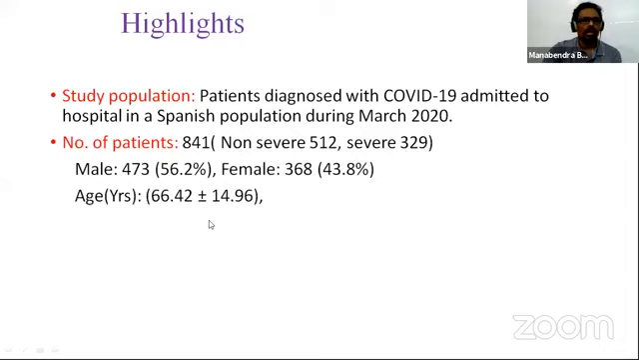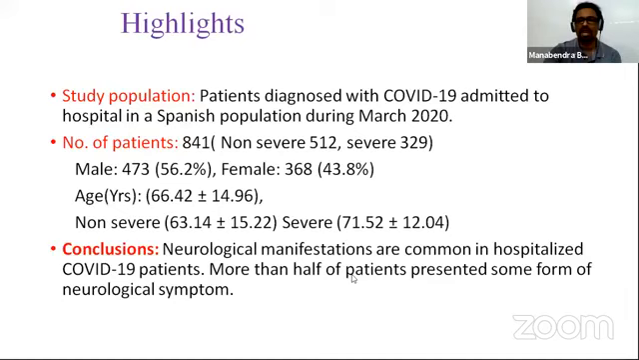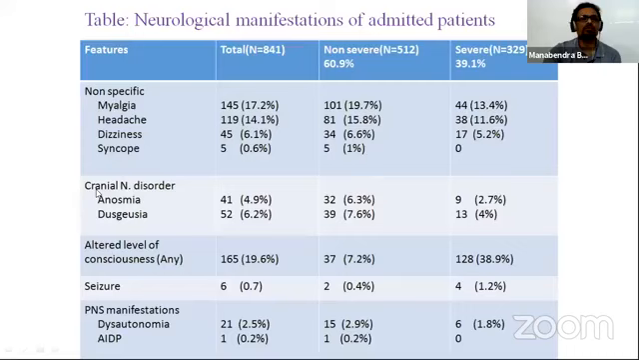And if you look at the age distribution, the severe patients were older than the non-severe ones. They concluded that neurological manifestations are common in hospitalized patients. More than half of the patients presented with some form of neurological features. This is the summary of that particular study. There is a wide spectrum of neurological manifestations, some in non-severe cases and some in severe cases. The non-specific manifestations are more common in the non-severe cases, but altered level of consciousness and seizures are more common in the severe illnesses.